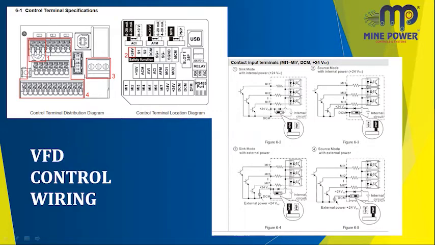And in source mode, 24 volt is given as the input common. The 24 volt goes to M4, M7, M2, and M1, and the switching device is used to control.